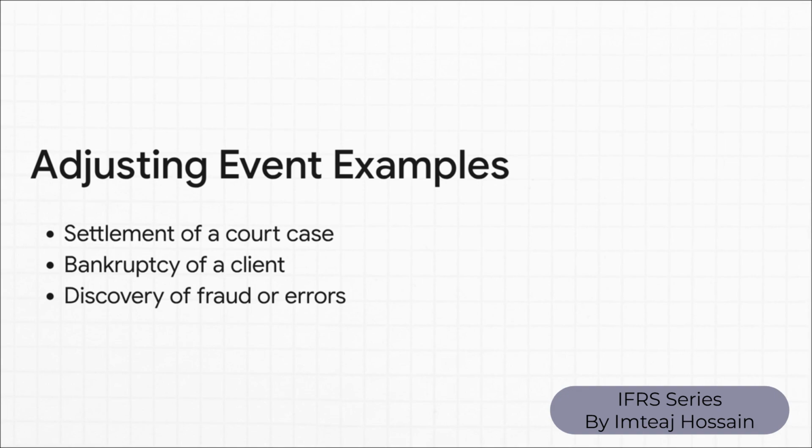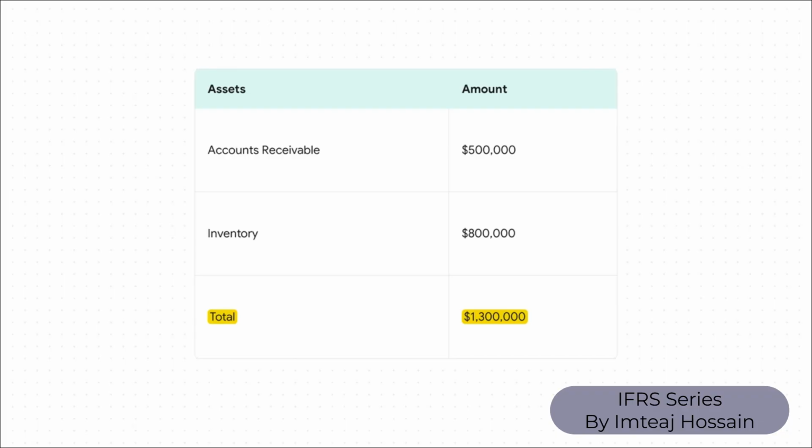In every case, the root cause was already there. Let's make this really concrete. Imagine on December 31st, a company's books show that its customers owe it $500,000. That's the snapshot of their accounts receivable on that day.